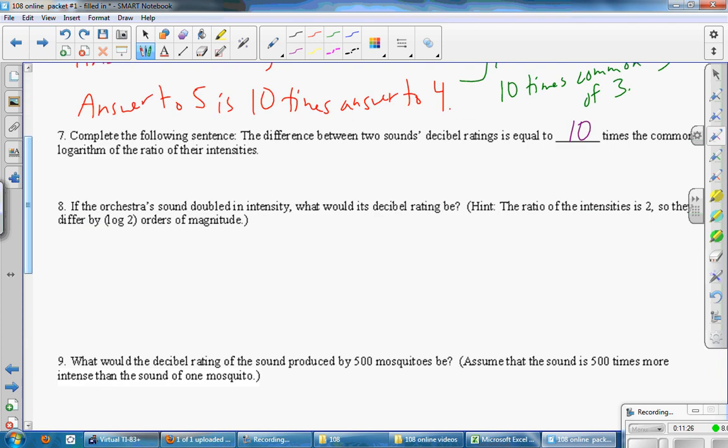8. If the orchestra's sound doubled in intensity, what would its decibel rating be? Hint, the ratio of the intensities is 2, so they differ by log 2 orders of magnitude. Okay, so there's the more straightforward way, and then there's the more advanced way. We'll start with the more straightforward way. The orchestra sound is going to double in intensity.